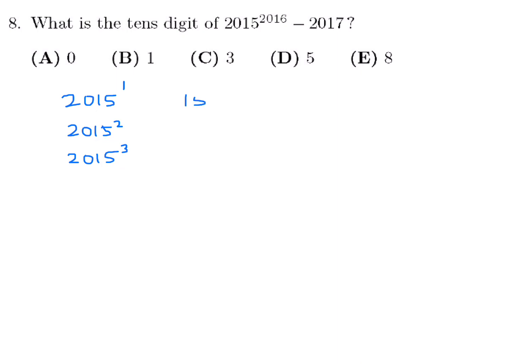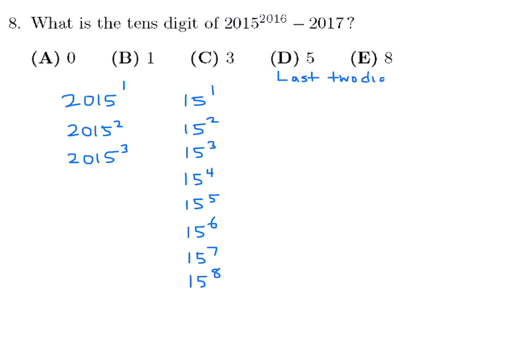So instead of looking at the full number, I'm just going to look at powers of 15, the last two digits. And I think that should be sufficient to figure out a pattern. Hopefully I'll get the pattern sooner rather than later. And let's just go up to 8. I think that should be sufficient. What we have to look at are the last two digits. And then in the end, we can subtract 17 and see what we end up with.